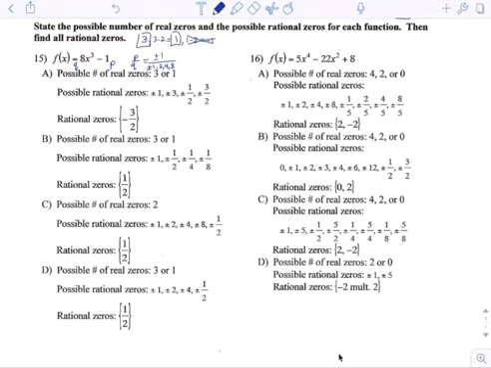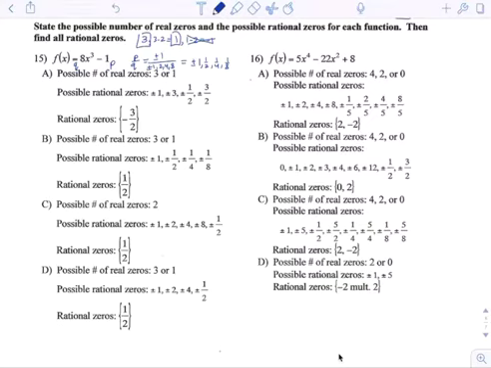Remember, it's all the possible factors of those. And then it's going to be plus or minus 1 all over 1, 2, 4, and 8, so 1 over 1, 1 over 2, 1 over 4, and 1 over 8. So we're basically going to have plus or minus 1, 1 over 2 is 1/2, 1 over 4 is 1/4, and 1 over 8 is 1/8. So those are all our possible rational zeros.